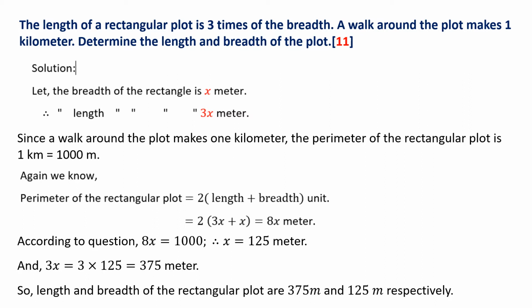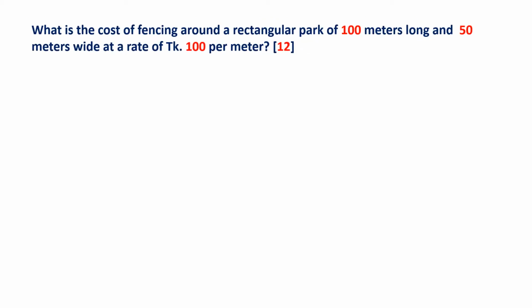So let us go for our next problem. What is the cost of fencing around a rectangular park 100 meters long and 50 meters wide at a rate of taka 100 per meter? This is question number 12 from your textbook of chapter 3. Let us solve this problem first.